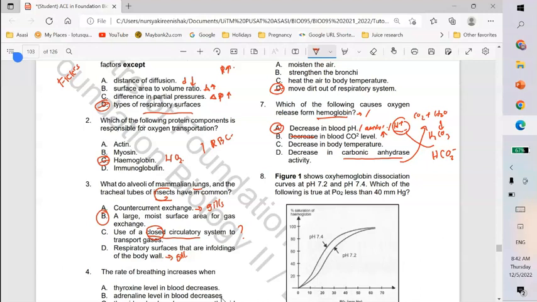carbon dioxide. For example, when? When exercising, for example. Okay. So do you understand? You have to understand this oxyhemoglobin dissociation curve, which leads to question number 8.